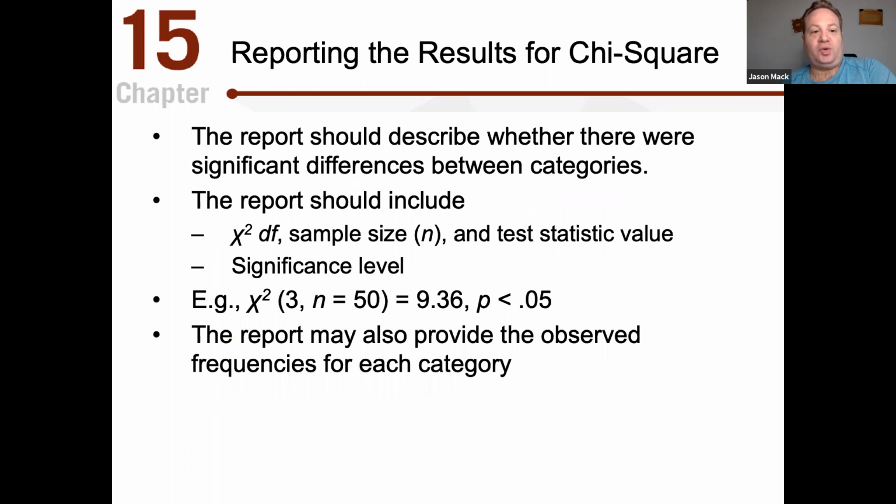Reporting the results for chi-squared. The report should describe whether there were significant differences between categories. The report should include chi-squared, degrees of freedom, sample size n, test statistic value, and significance level. For example, chi-squared(3, n = 50) = 9.36, p < 0.05. The report may also provide the observed frequencies for each category.